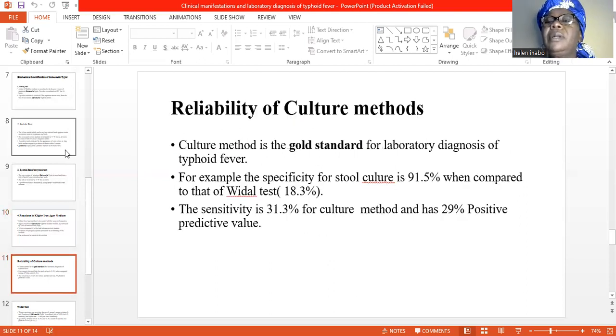Culture medium method is the gold standard for laboratory diagnosis of typhoid fever. For example, the specificity of stool culture is 91.5% when you compare it to that of Widal test, which is 18.3%. The sensitivity is 31.3% for culture method, and has 29% positive predictive value.